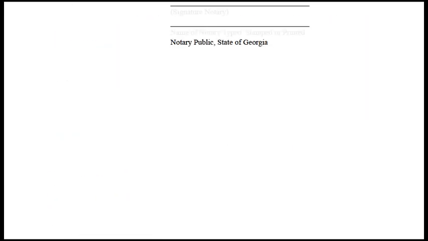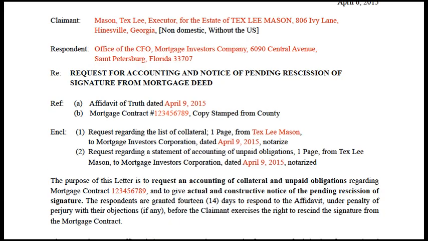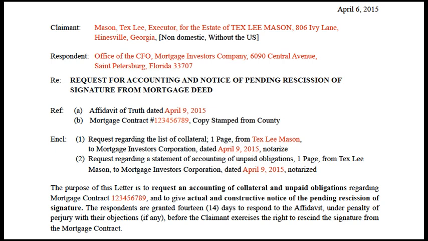But something else in this same presentment package that we're going to present them with is statements of accounting under UCC Article 9, Section 210. What UCC Article 9, Section 210 talks about, it talks about two types of accounting. Accounting of unpaid obligations, that means how much money do I still owe you, and then accounting of collateral, and that's accounting of the assets that was used to secure the obligation.